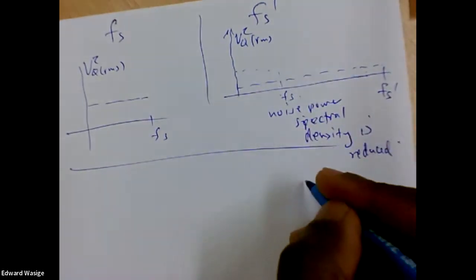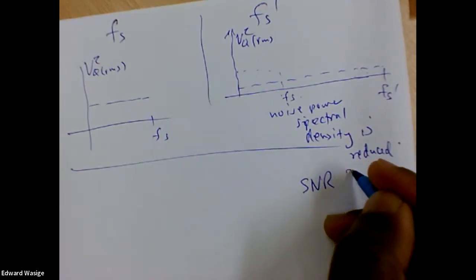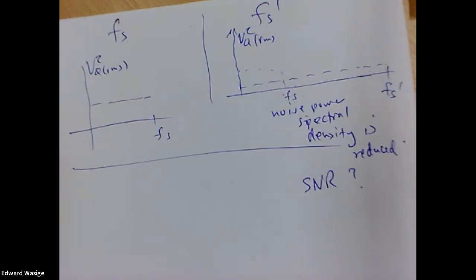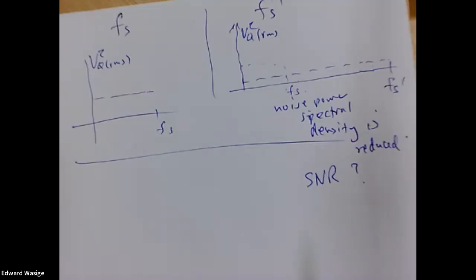So what we need to find out is, what is the signal to noise ratio here? But we can expect the signal to noise ratio to be bigger because the quantization noise in the passband is reduced. So we'll do that over the next 5 minutes.